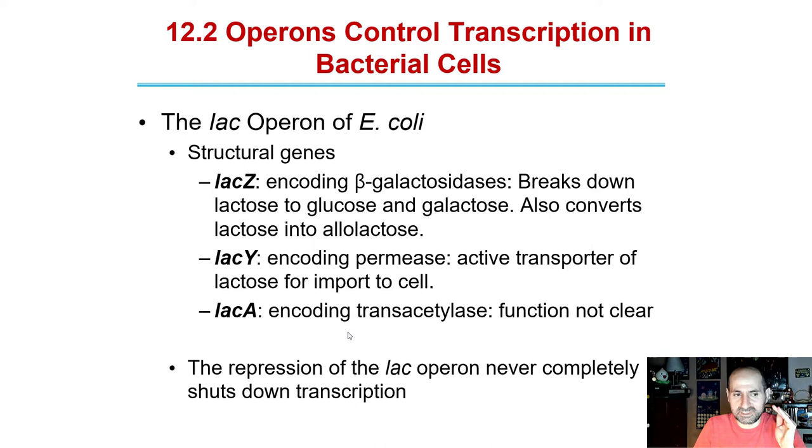Then there's the repression. By the way, this is a good thing to note. The repression of the lac operon is never completely full. It's never totally off. You can never turn the lac operon totally off because you always need some basal amount of this beta-galactosidase floating around so that you can have the inducer allolactose around. Does that make sense?